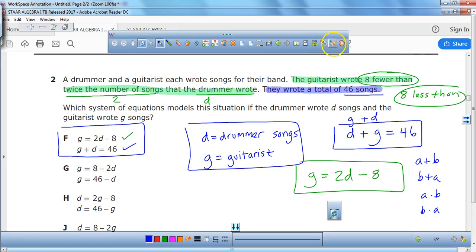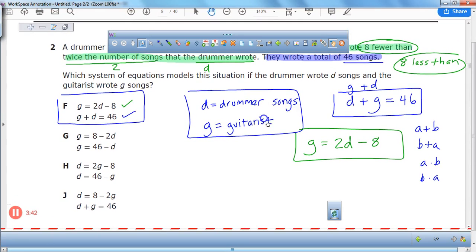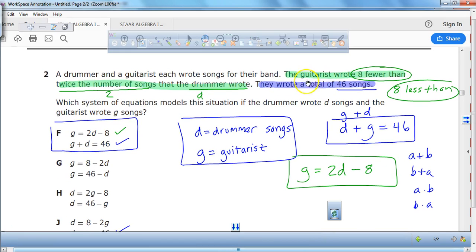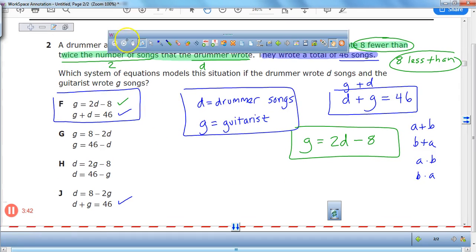All right, let me scroll down and see if there's any. All right, yep, oh, look at that. That's where you guys can get mixed up right here, is the 8 minus the 2D. Okay, but at least they messed up on that one. So what's definitely right? G plus D is 46, so D plus G is 46. And the guitarist wrote, that's G equals 8 fewer than twice the number of the drum. So that's answer choice F.